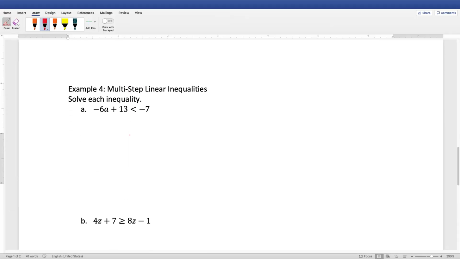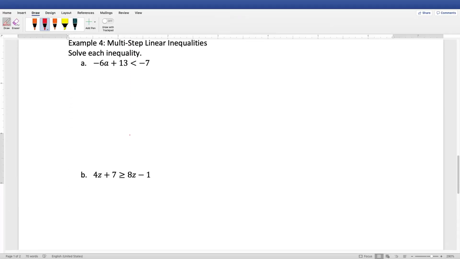So now we're going to look at two examples for multi-step inequalities. So I have negative 6a plus 13 is less than negative 7. Now we talked about when solving equations, I always want to take my variables to the left side and isolate them. So I want to isolate that a. To isolate my a, I'm going to subtract 13 from both sides. My 13s cancel. I'm left with negative 6a is less than negative 20.